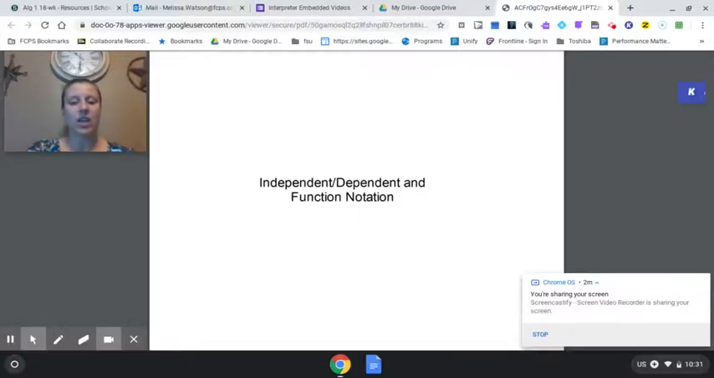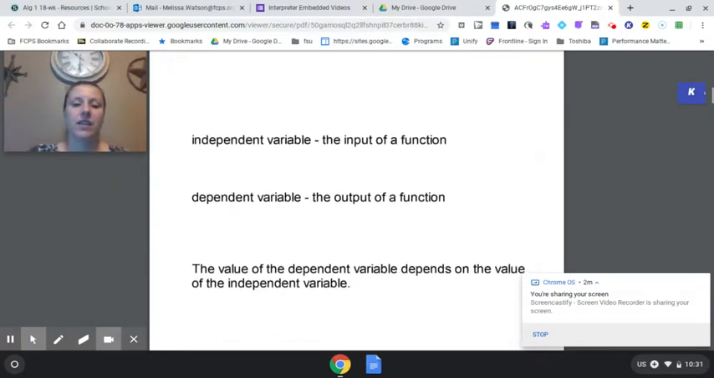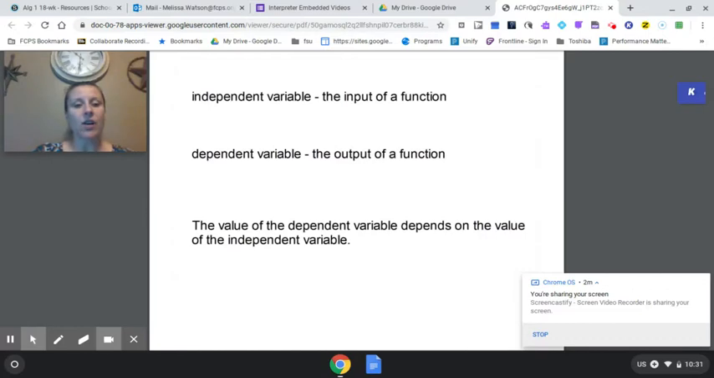In today's lesson, we're going to be talking about independent versus dependent variables, and also we're going to hit on function notation. So first of all, the independent variable is also called the input of a function. This is the x variable, whereas the dependent variable is the output of the function, the y variable. And the value of the dependent variable depends on the value of the independent.